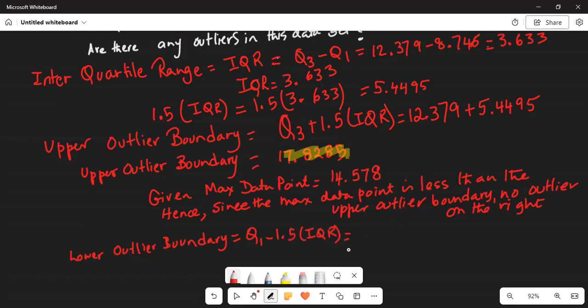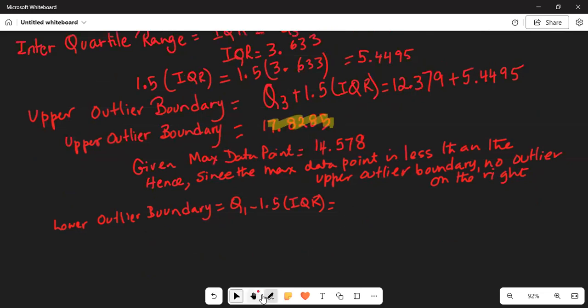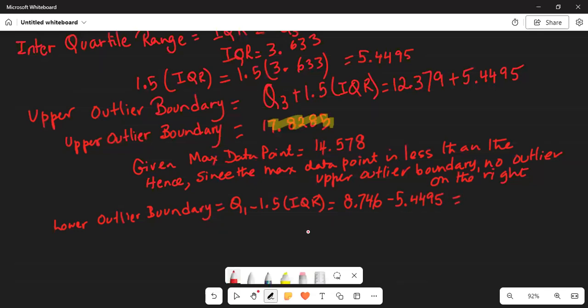What is my Q1? So I'll take a look again. My Q1 is 8.746. So it is 8.746 minus 1.5 times IQR, which is 5.4495. So you have 8.746 minus 5.4495, and that is equal to 3.2965.